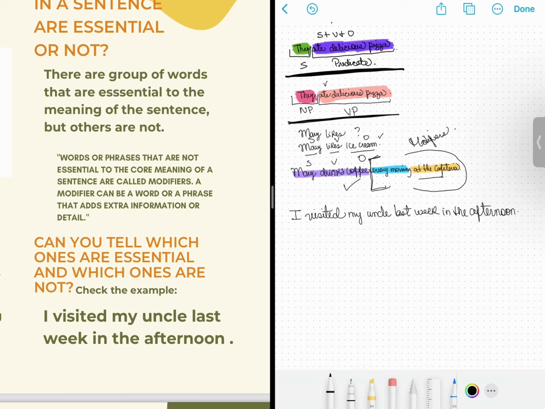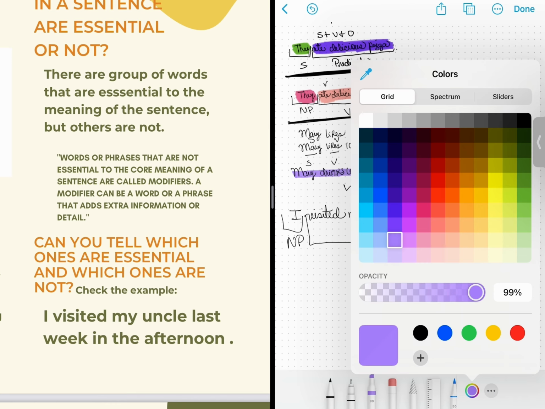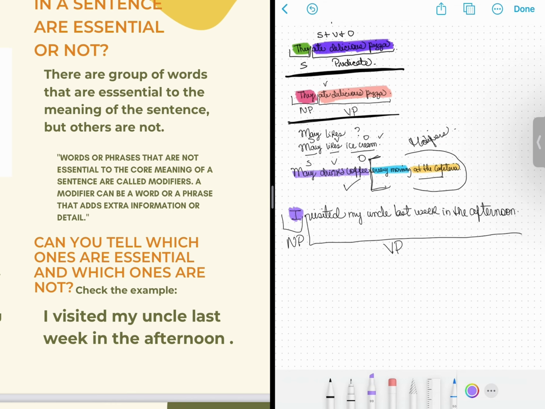Now we know that the subject is my NP, and that the verb and everything after it is the VP. It is not my predicate, it is my VP, because we're using different, new concepts. So what is essential, professor, in this sentence? It's my subject, my verb, and also my object. And if I read that, I visited my uncle, isn't it a good sentence? Of course, it has a complete meaning, right?